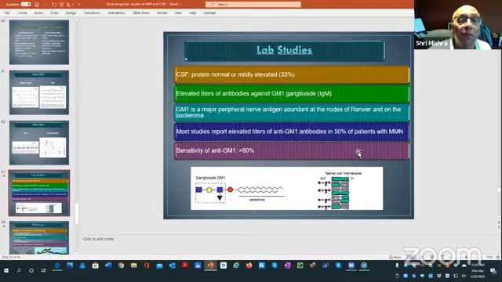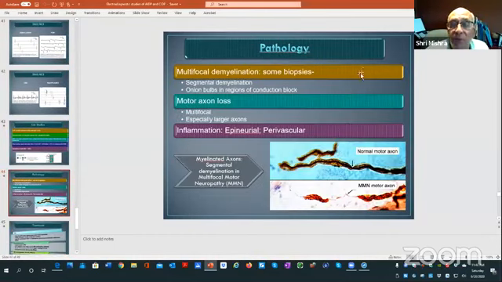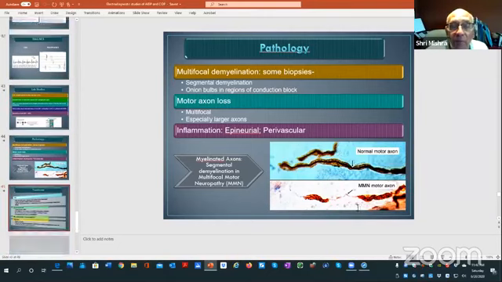So what do you do? The lab studies: basically CSF protein in CIDP can be normal or mildly increased. GM1 ganglioside antibodies can also be positive, and they can be seen in many other conditions, not only MMN. Anti-GM1 in patients with MMN is 80%. Regarding pathology, this is a normal myelinated axon, but look here, this is abnormal, with multifocal involvement and large fibers.